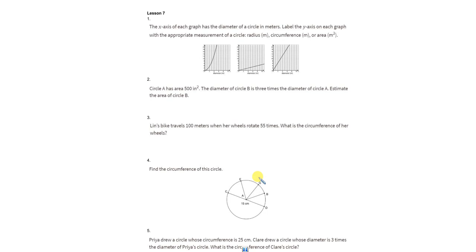We're diving into lesson 7, looking at the first problem on that page. This is the back of the first page of this week's homework. Looking at these 3 different graphs, we're trying to label the y-axis for each that is appropriate for the measurement of the circle. We learned on Tuesday that area is the only one of these that has a curve.